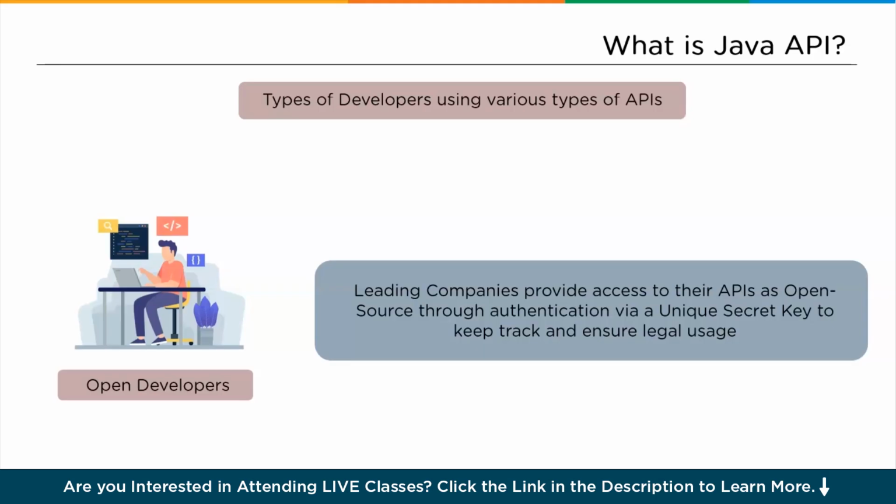These open developers get access to their APIs through authentication. They'll be creating a profile, and they'll be providing the research details of their application, like what they are using that particular API for and other reasons to use those APIs. Then they get the unique secret key from the owner of that API. And that's done just to keep track that the API provided is not misused.